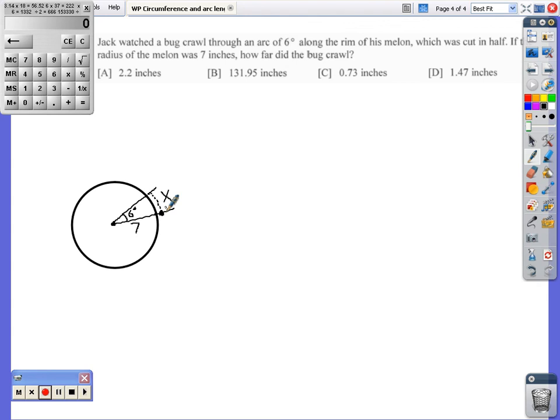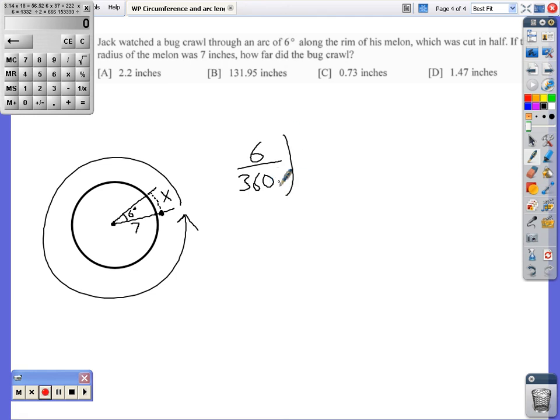Alright, so we're going to take this whole circumference thing a step further. The circumference is the distance all the way around the circle. Well, we want to know just a little segment. In fact, the segment we want is just the 6 degrees out of the 360 degrees of the whole circle. We want to know what fraction of the circumference that is. So we're going to go 6, the angle measurement, over 360. That shows us how much of this circle the bug went around. If it had gone the whole way around, it would have been 360 over 360, which is 1.